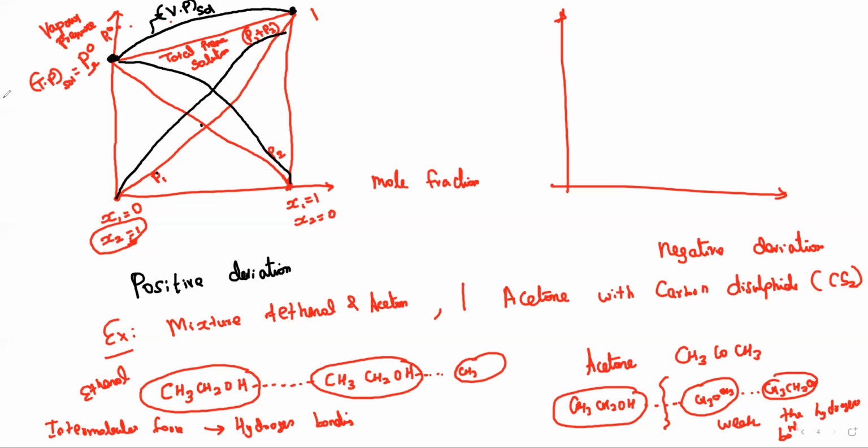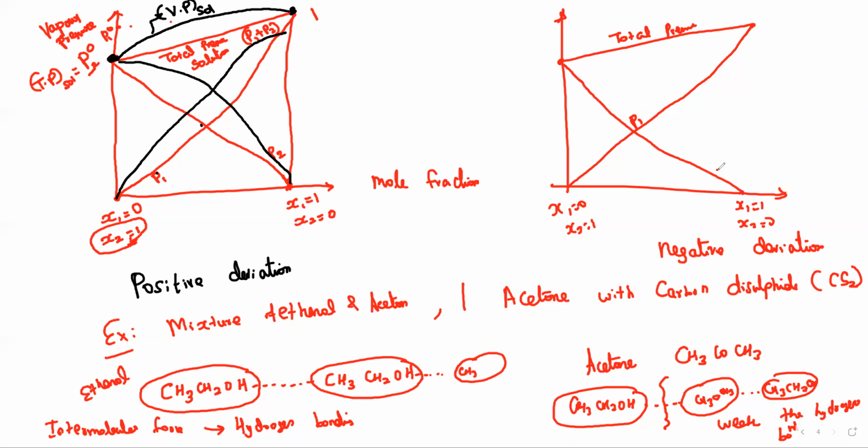Now come to negative deviation. The same thing. So this is the original value, the total pressure of the solution. And this is the partial pressure of the first component. x1 is equal to 0, x2 is equal to 1, x1 is equal to 1, x2 is equal to 0. This is the partial pressure of the second component, P2.